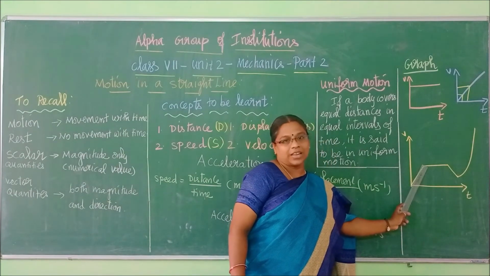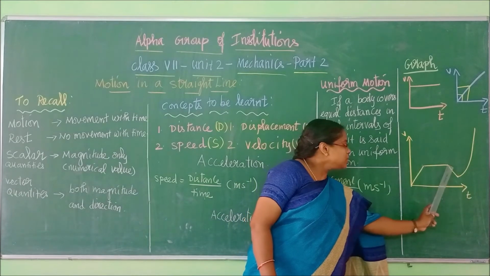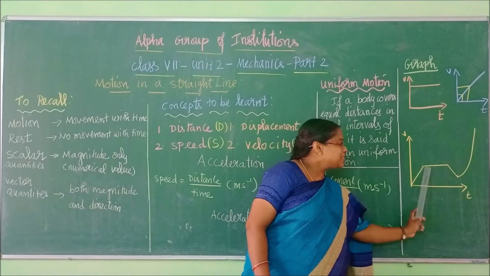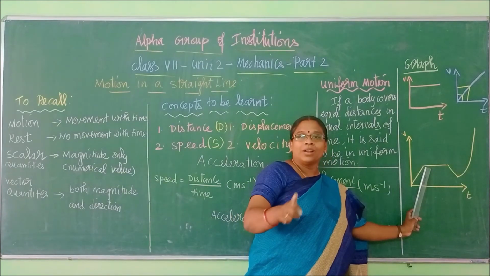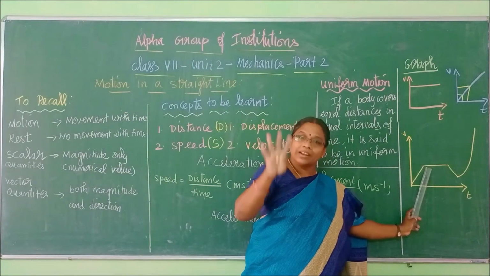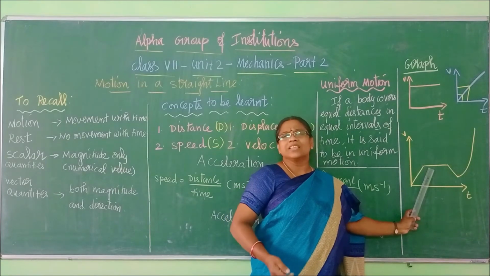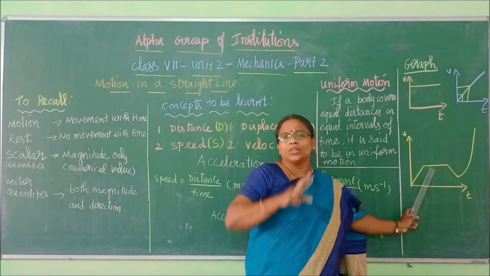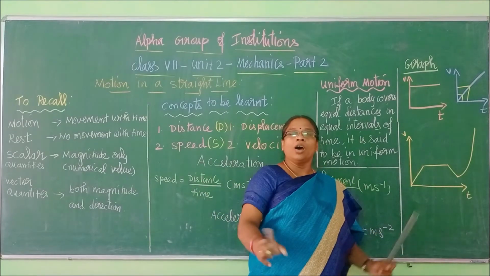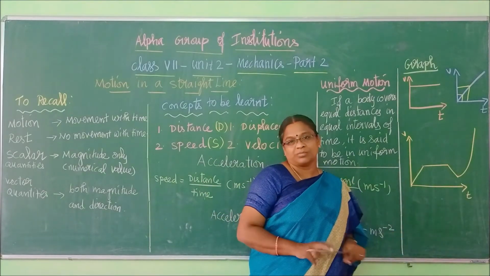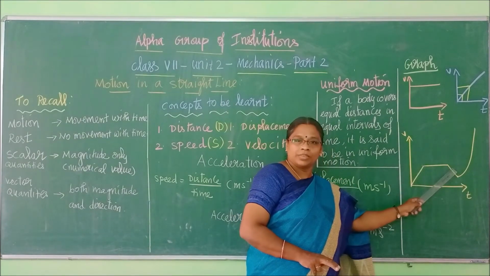Positive acceleration, increasing acceleration. Now this graph shows that it is at steady state. Steady state means two things: either the body is at rest or it is at the same speed. For example, if the vehicle is traveling at 40 km/h for a particular time, or if the body is at rest, then the graph will be denoted like this.